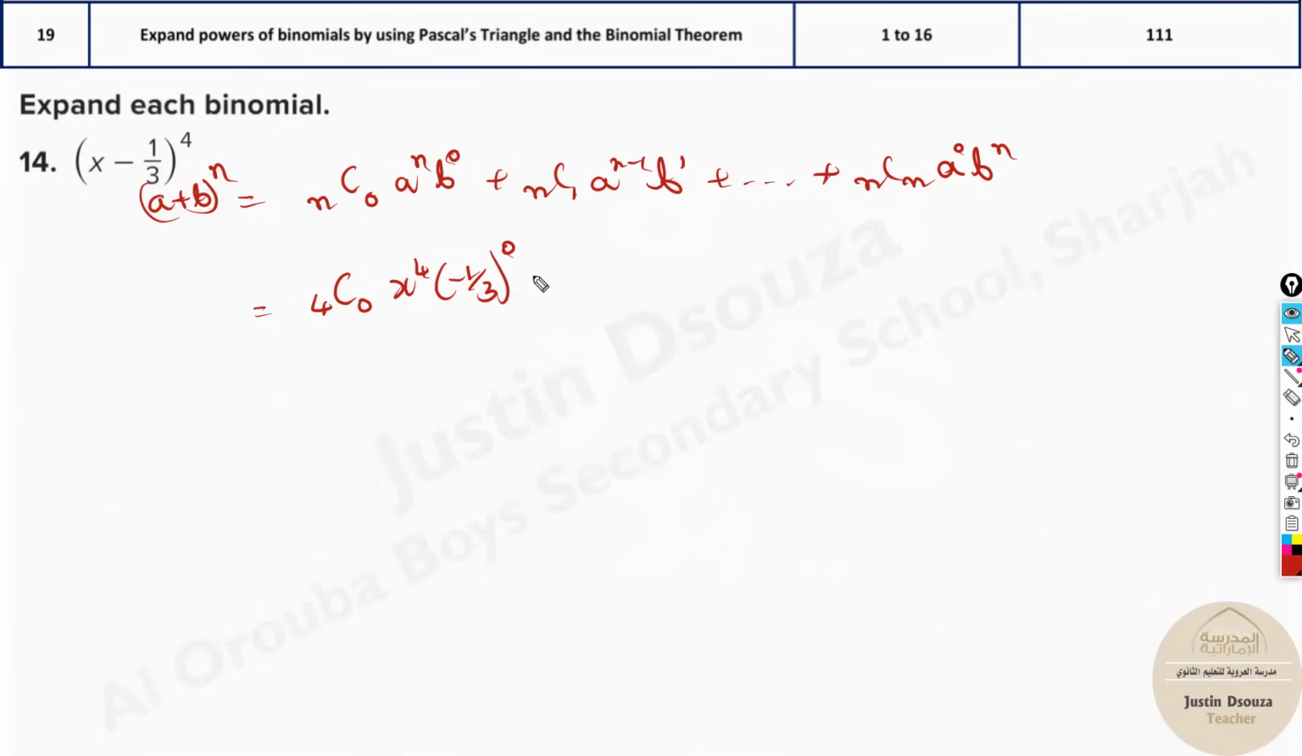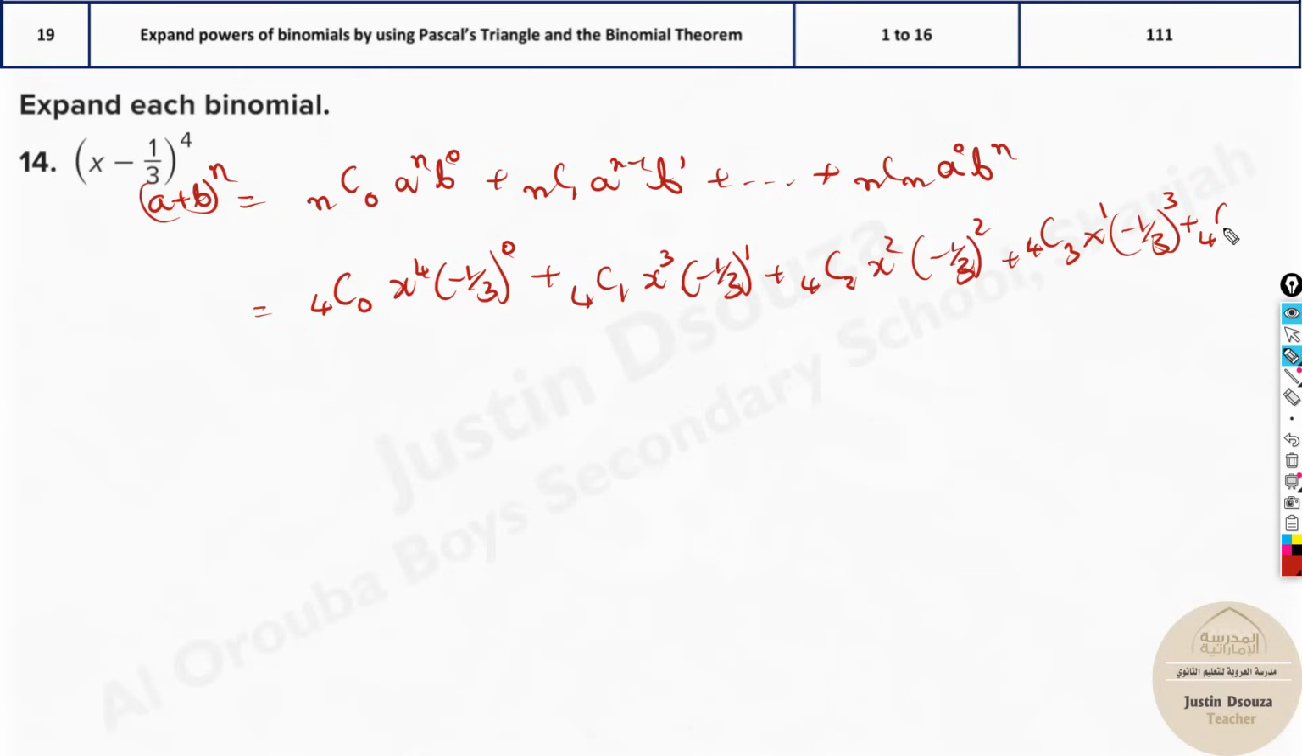(-1/3) to the power 0, plus. The next one is 4C1, x to the power 3. Why? Because it's 4 minus 1, 3, and then we have (-1/3) to the power 1, plus 4C2 x^2 (-1/3) the whole squared, and then we have 4C3 x^1 (-1/3) the whole cubed, and lastly we have 4C4 x^0 and (-1/3) to the power 4.